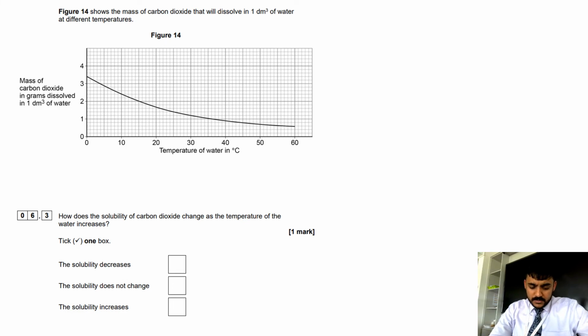Figure 14 shows the mass of carbon dioxide that will dissolve in 1 decimeter cubed of water at different temperatures. You can see that when the temperature increases, the mass of the carbon dioxide in grams dissolved in 1 decimeter cubed of water decreases. How does the solubility of carbon dioxide change as the temperature of the water increases? When the temperature of the water increases, the solubility decreases, which means it's becoming less soluble in water.